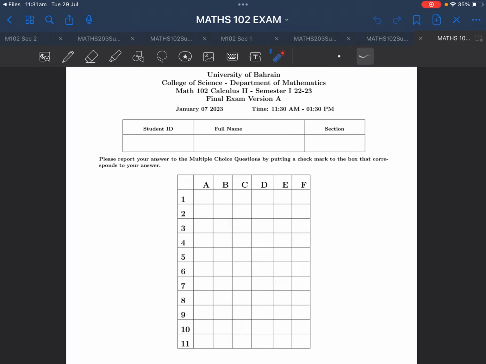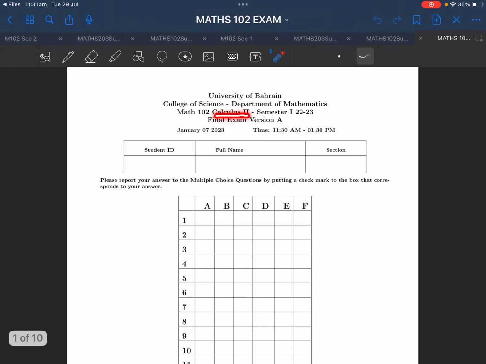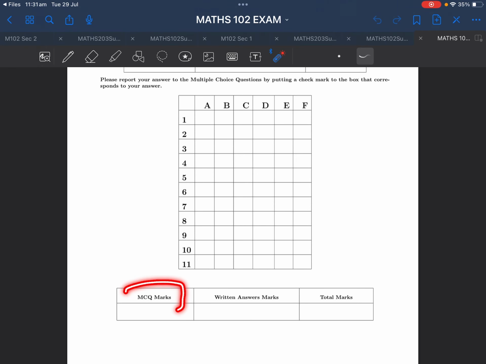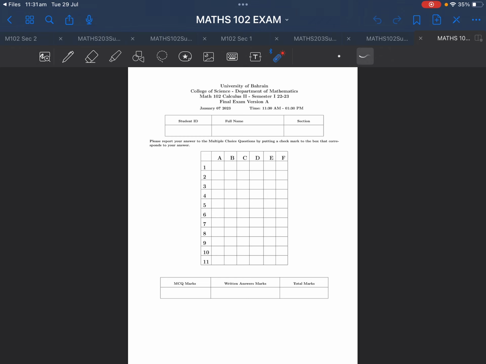Welcome to this previous exam for Calculus 2, from the academic year 2022-2023. As you can see in this exam, it consists of a couple of multiple choice questions. We have 11 of them, as well as the written questions. So usually the best way to do those exams is we will start with the written questions because they need us to think and write, and then we will go to the multiple choice questions.